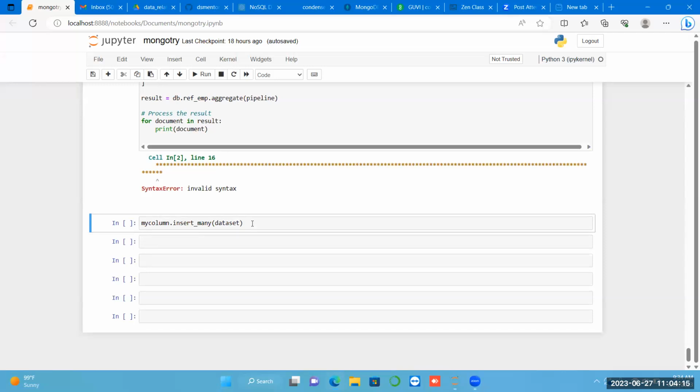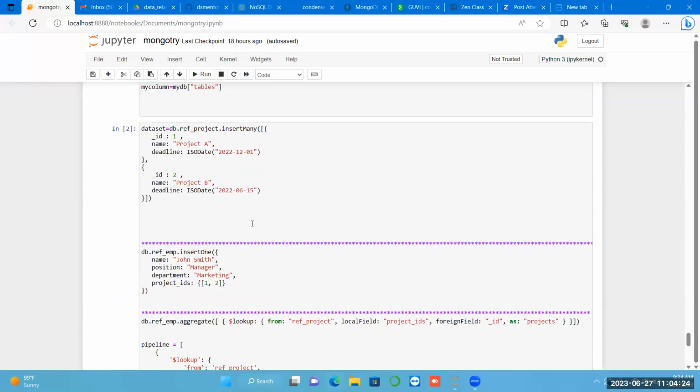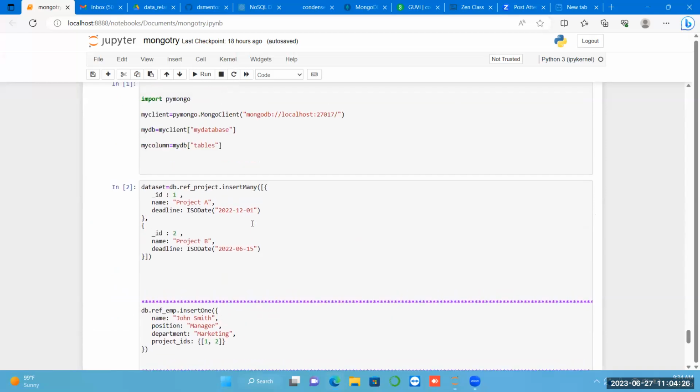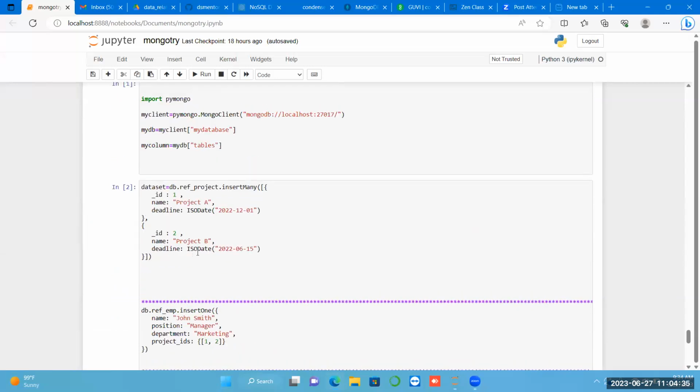But here you are making some mistakes. Can anyone try to identify what mistakes he is making? In the first one, right? So what is the mistake here? Your data set, what is the variable for your data? My column. That is the table, right? That is the collection name. What is the data that you are going to insert into this collection? Select the data and this data set.